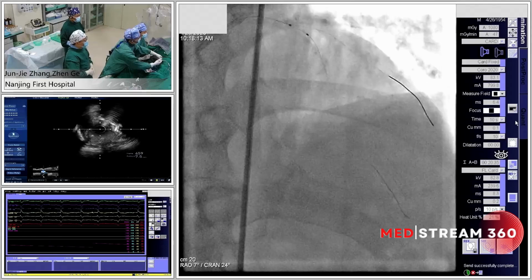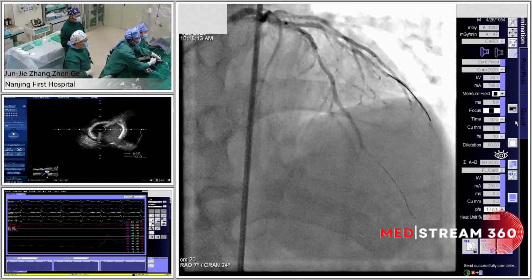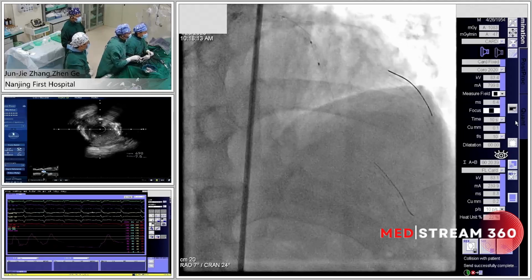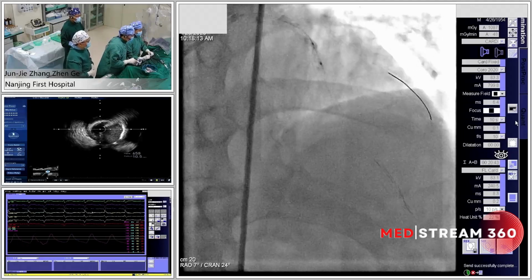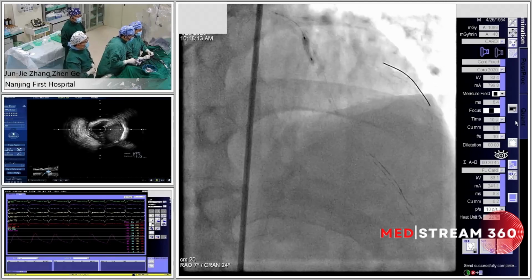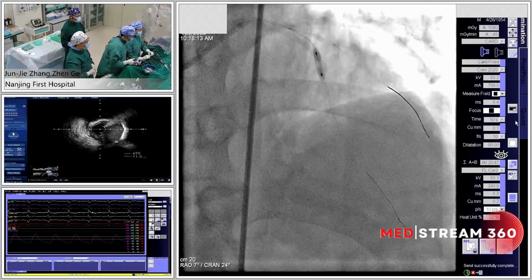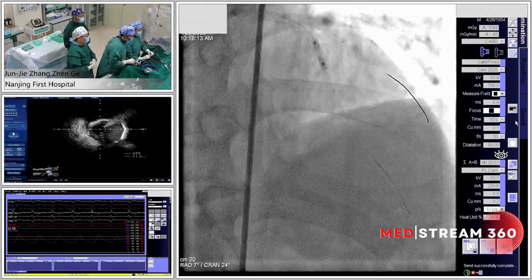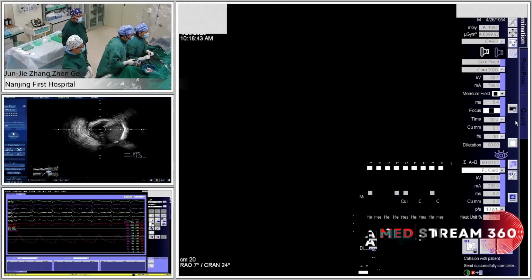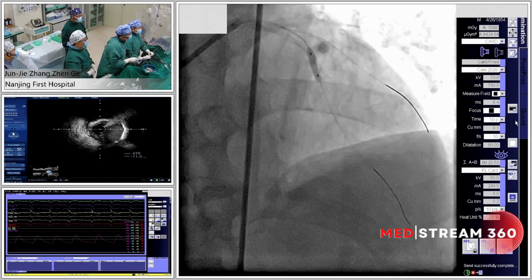What do you think? We shouldn't need it. Slowly, be careful. 3, 4, 6, 8, 10. 9, 10. I think 12 is enough. Okay, good.